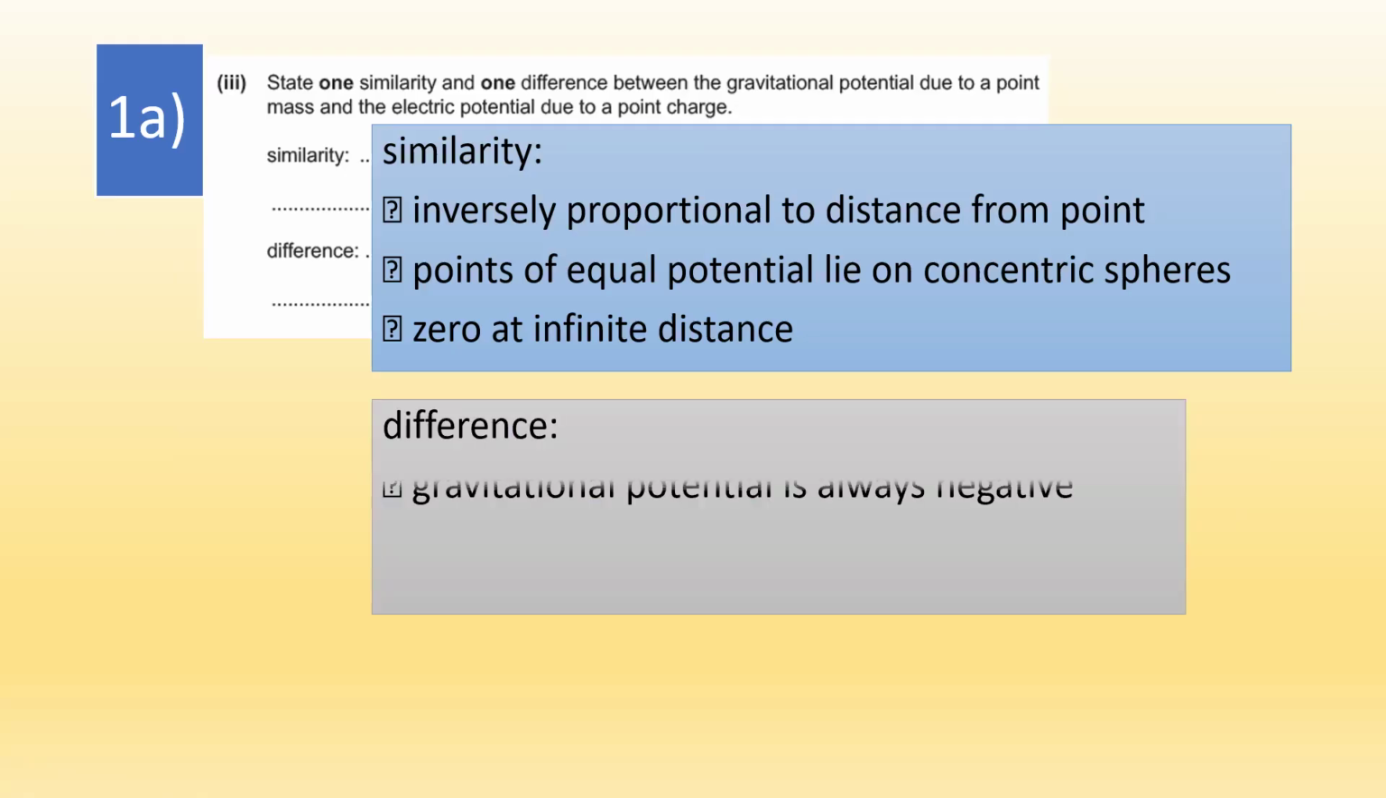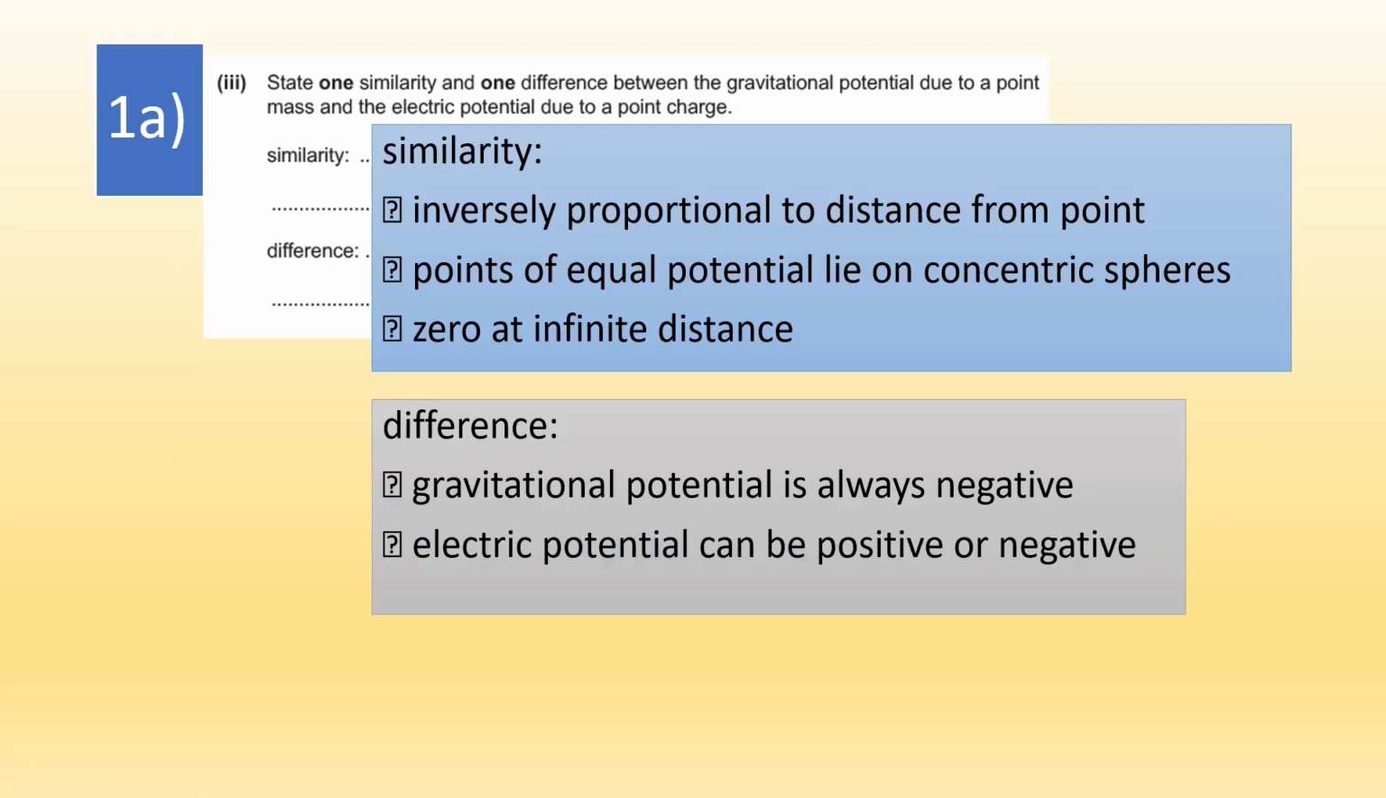Differences: gravitational potential is always negative. Electric potential is positive or negative, because it can be a positive charge or a negative charge.